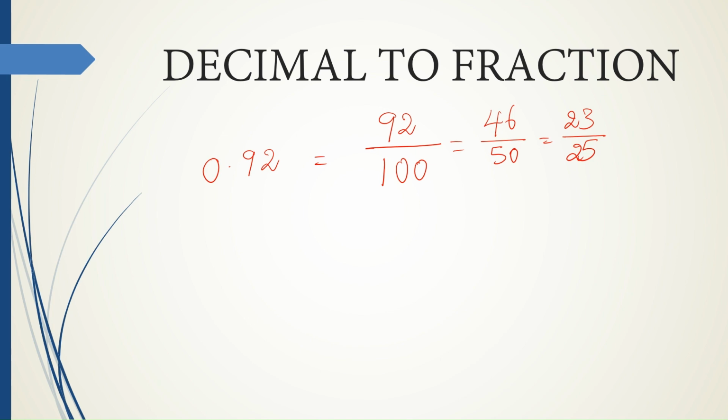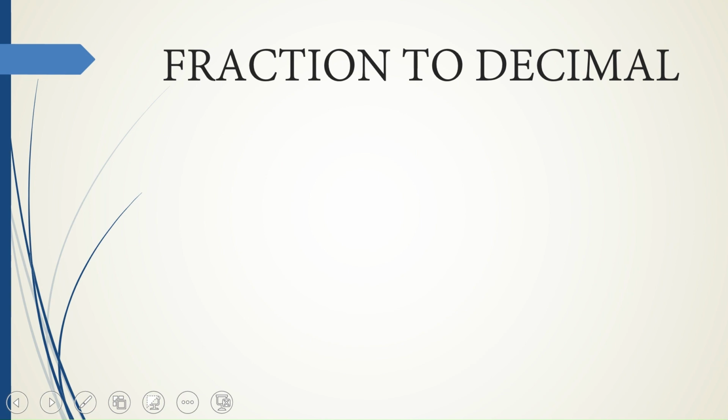In case we want to convert a fraction to a decimal, consider 1 upon 25. The first thing is to see the denominator. The denominator should be 10, 100, 1000 or the like. To make this 25 into 100, we have to multiply by 4. Both numerator and denominator we will multiply by 4. 1 into 4 is 4, and 25 into 4 is 100.